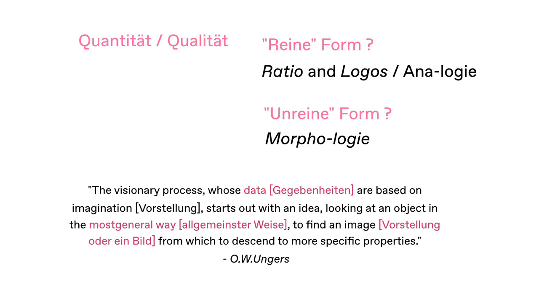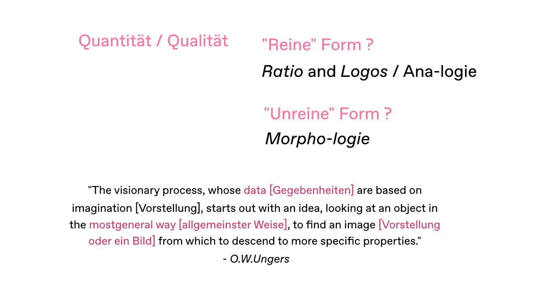So Ungers in this text is very much interested in both of these ideas. He writes, the visionary process, and this again is a reformulation of Vorstellung. So Vorstellung as a visionary process whose data are based on imagination, another notion of Vorstellung, starts out with an idea, looking at an object in the most general way to find an image from which to descend to more specific properties. So that's how he puts it. So there are somehow images which are more comprehensive than other images.